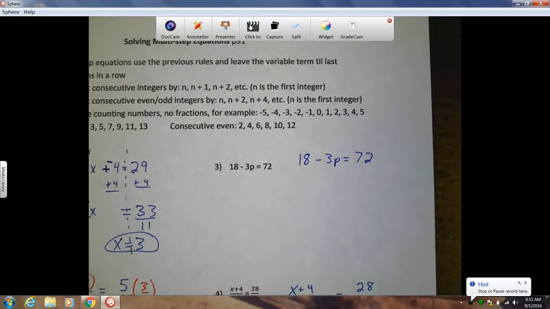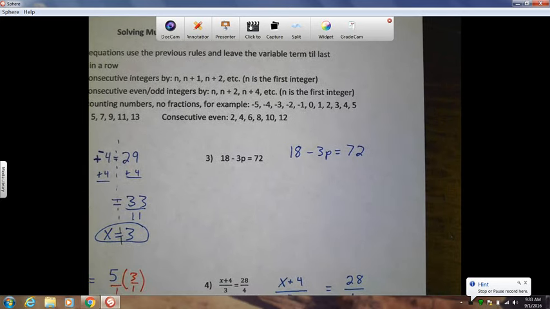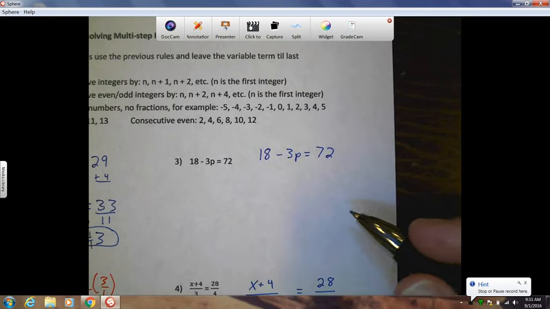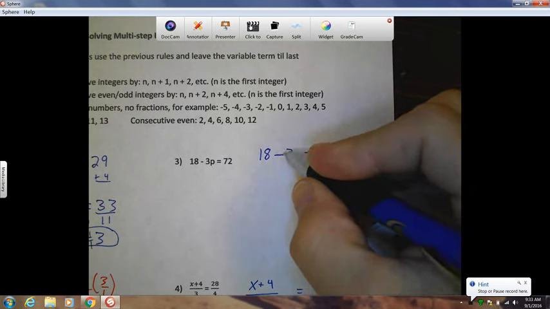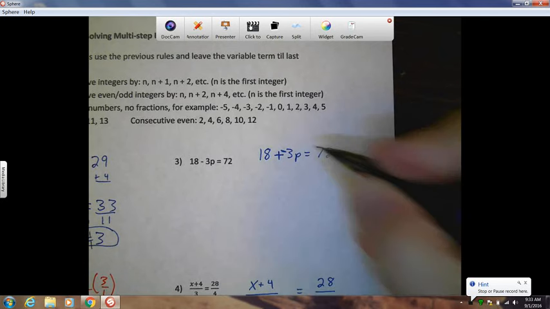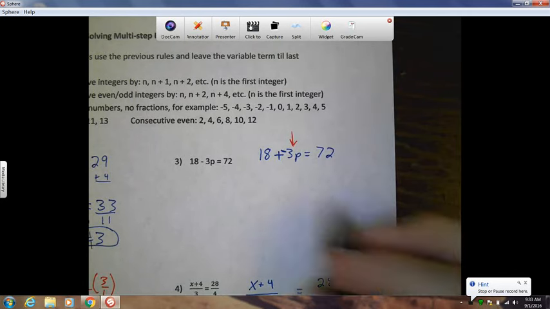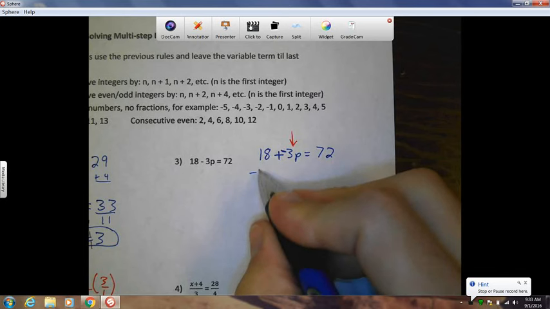And number 3. So looking at number 3, first thing I'm going to do is use addition of the opposite. Remember, it's 2 marks of the pencil. So it's a -3p. I'm going to change that to plus a negative. Then I want to leave the variable term till last. Here's my variable term. I'm going to leave that. I have this positive 18, so I need to subtract 18 on both sides.